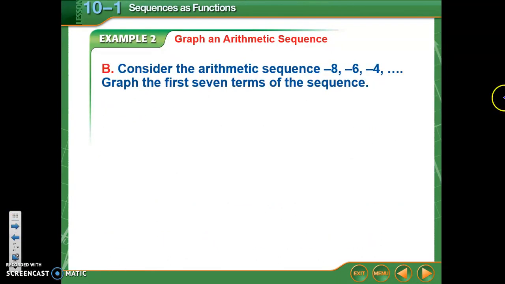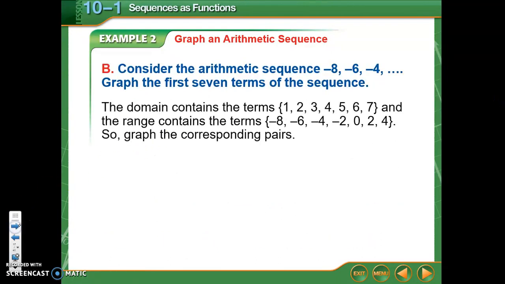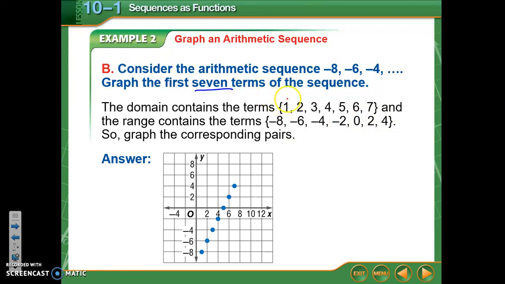Now what we want to do is we're going to graph the first 7 terms. So remember, my domain is just the natural numbers. How many terms are there? 1, 2, 3, 4, 5, 6, 7. I'm going to graph the first 7 terms. My range are the actual values, -8, -6, -4, -2, 0, 2, and 4. So I have to graph my corresponding ordered pairs. My first term is -8, so that's the ordered pair 1, -8. My second term is -6, so that's the ordered pair 2, -6. My third term is -4, that's 3, -4, and so on.